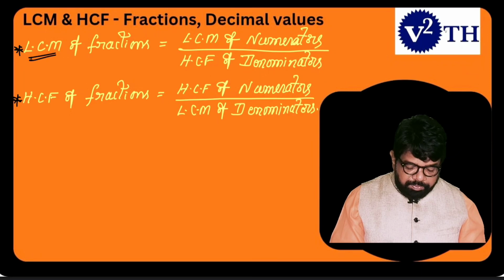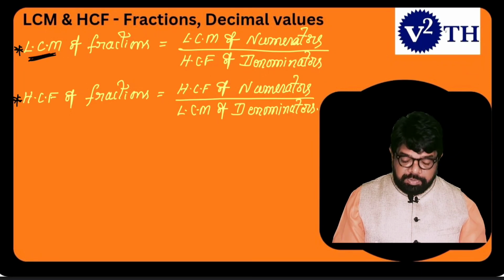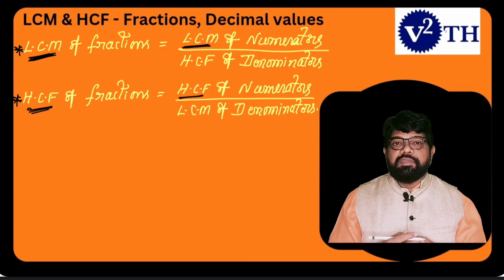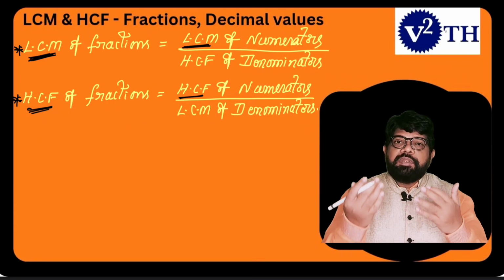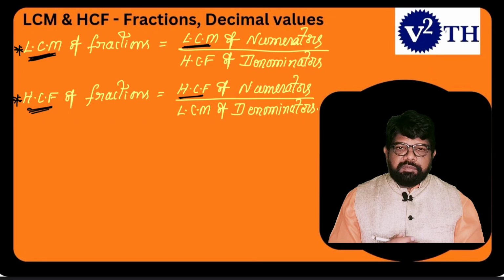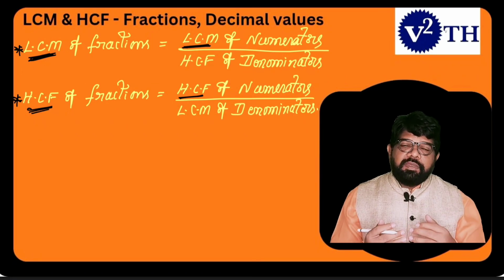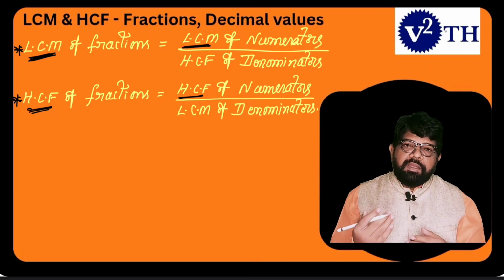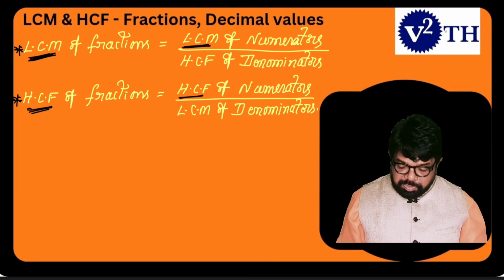See here, to calculate the LCM for the fraction, the numerator is LCM, the LCM of numerators. Now HCF means for the numerator you have to calculate HCF. You can remember very easily. If the numerator is LCM, the denominator is HCF. If the numerator is HCF, the denominator is LCM. So LCM of fractions is LCM of numerators by HCF of denominators. Now HCF of fractions is HCF of numerators by LCM of denominators. You can remember it very easily.